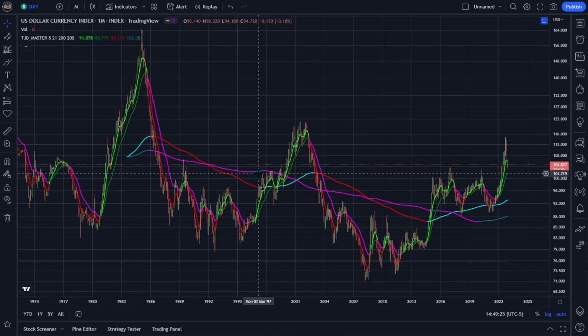We actually do for a second flip the 200 simple and 200 exponential blue, but then the 200 simple rolls back over, it fails. We never actually go into an uptrend right here. And then we go to a new low after that. So we're still clearly in a downtrend.